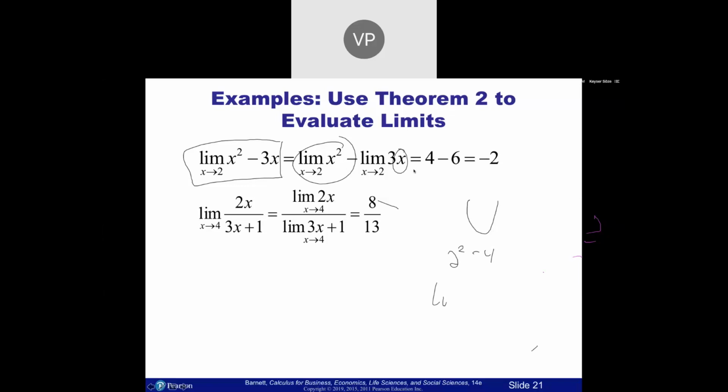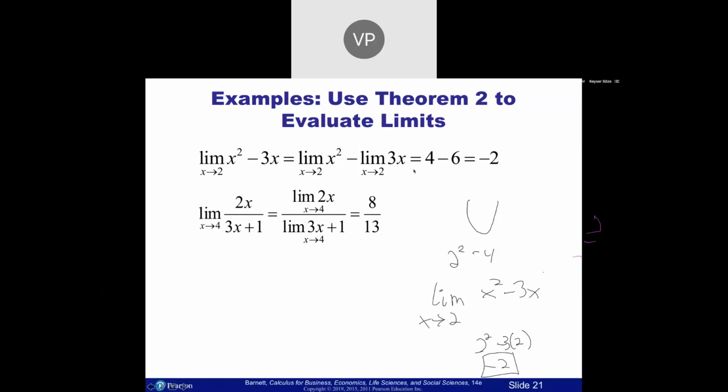In these beginning ones, when I have this limit as x approaches 2 of x squared minus 3x, I'm simply going to start by plugging in the 2 just to see what we get. Now, like I said, 2 squared minus 3 times 2, we get this negative 2. That's our limit. That is the value of the graph. That is the value of the limit.